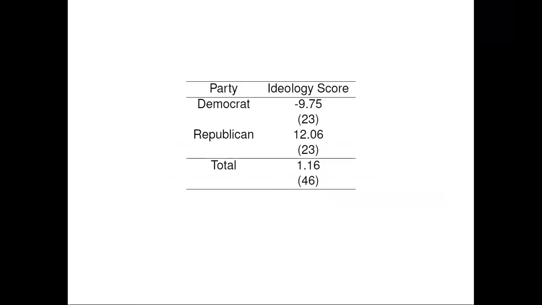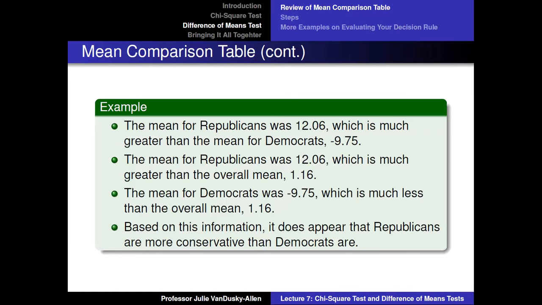So applying this to our example, the mean for Republicans was 12.06, which is much greater than the mean for Democrats, negative 9.75. The mean for Republicans was 12.06, which was much greater than the overall mean, 1.16. The mean for Democrats, negative 9.75, was much less than the overall mean of 1.16. Based on this information, it does appear that Republicans are more conservative than Democrats are.